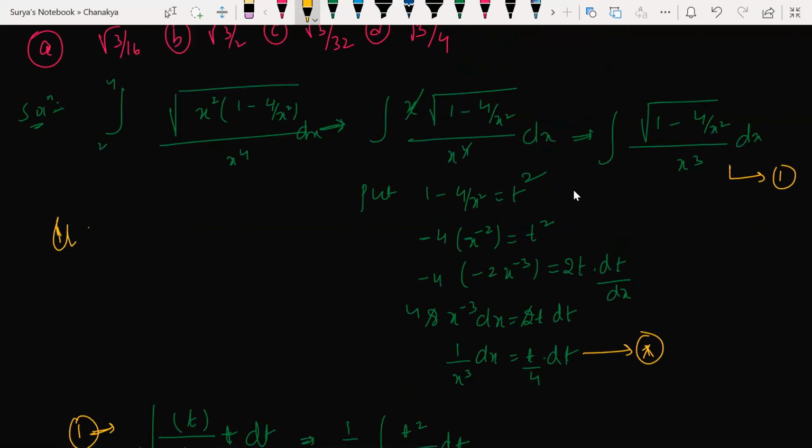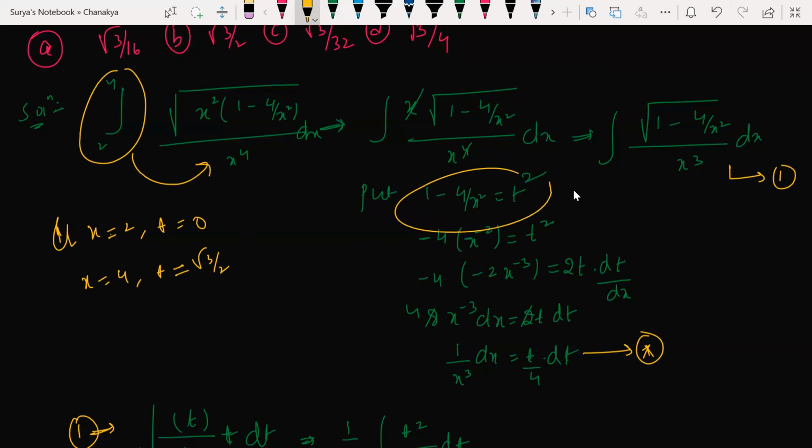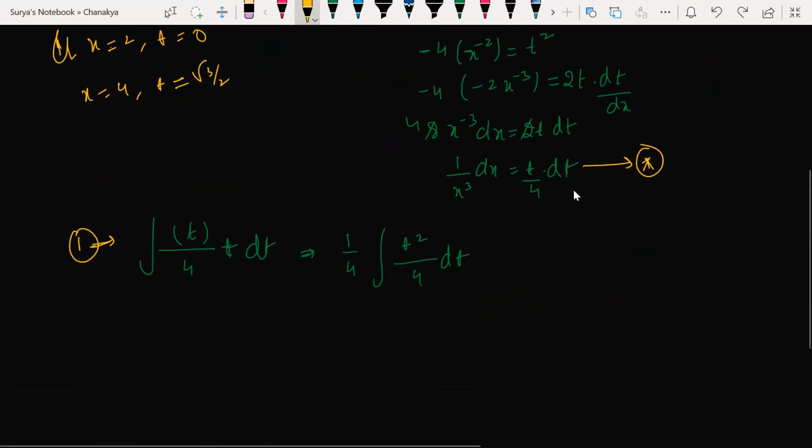If x is equal to 2, what is the t value? 0, correct? If x is equal to 4, what is the t value? 3 by 4, so root 3 by 2. Root 3 by 2. Correct? So the limits will now be 0 to root 3 by 2. Whenever limits are given to you, that is for x. Now the function has been changed in terms of t. Check, the function is in terms of t now, so the limits are going to be 0 to root 3 by 2.